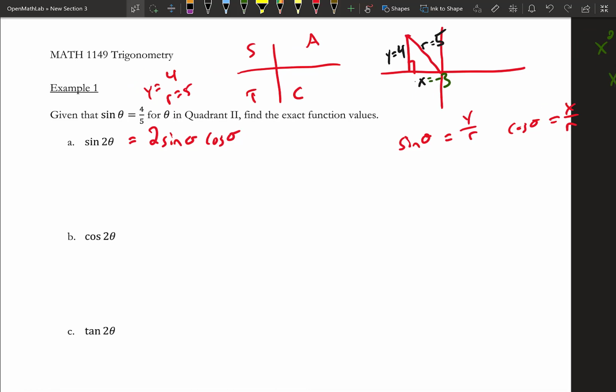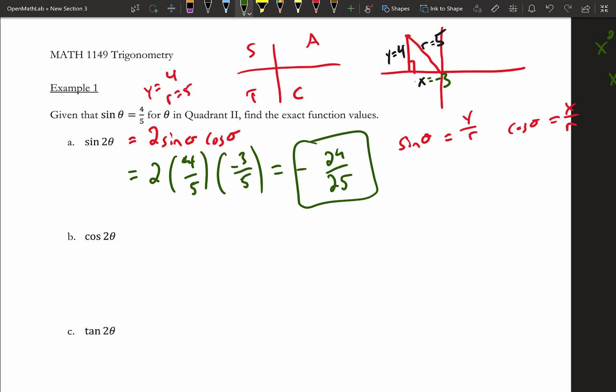Right, so now we can just fill these in. So we'd have 2 times sine of theta, which is 4/5, and then cosine of theta is x over r, so it'd be negative 3/5. Right? So we can simplify this, and you should get negative 24/25, right, as your solution.